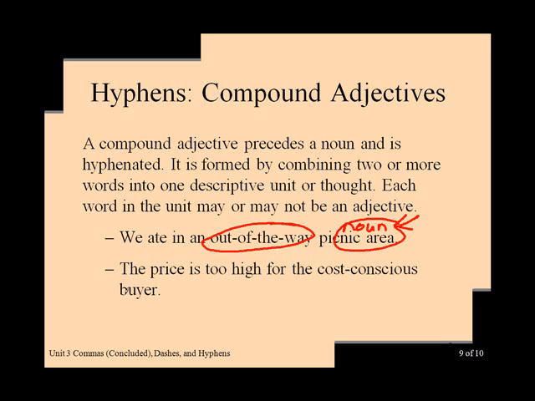For instance, if I were to say, the price is too high for the cost-conscious buyer, I have my noun. What kind of buyer? The buyer was cost-conscious, not cost and conscious, but cost-conscious with one meaning. And when we have more than one word directly before a noun, acting as a description together as a unit, then we have a compound adjective. We have to put our hyphen.